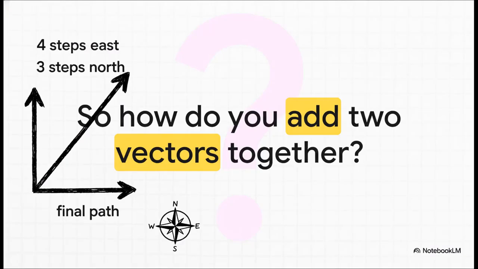Now, adding vectors isn't like adding 2 plus 2. You can't just add the numbers, because the direction matters a lot. I mean, if you walk 5 meters east and then you walk 5 meters north, you're not 10 meters away from where you started, are you? So, how do we figure out exactly where you end up?